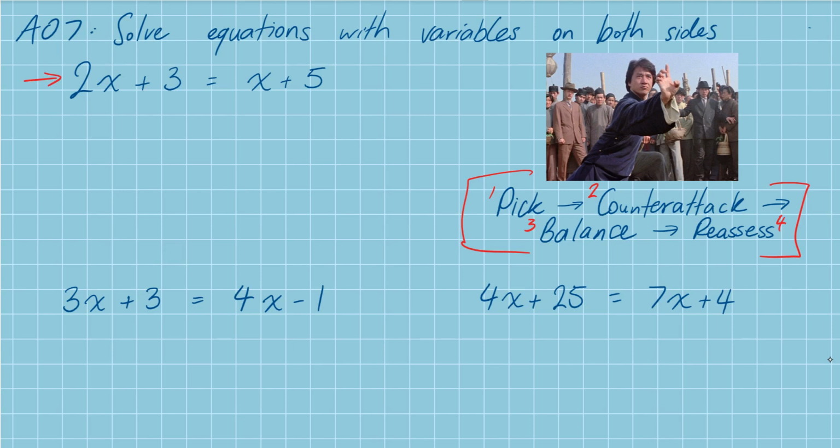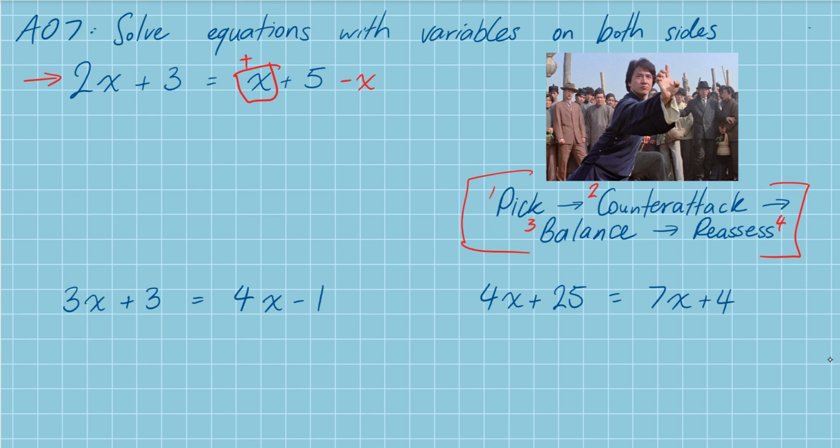First, I'm going to pick someone to pick on. Now, I've got x's on both sides and I've got numbers on both sides. So what I'm going to do is I'm going to start with the x's. All right, so I'm going to start with this guy here. Now, he's a plus x, remember? So what I'm going to do in order to get rid of him is I'm going to subtract an x. All right.